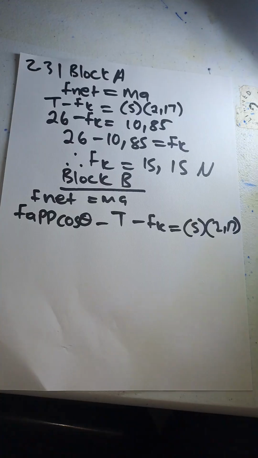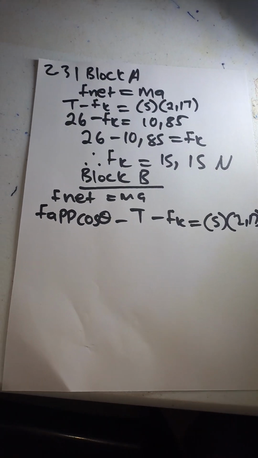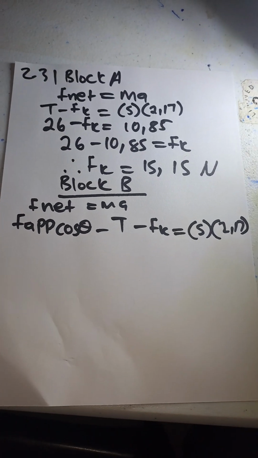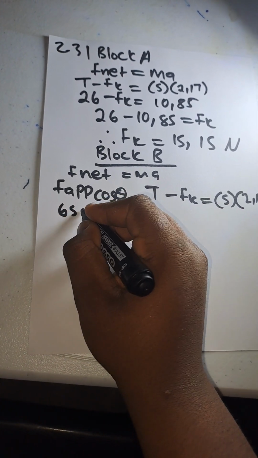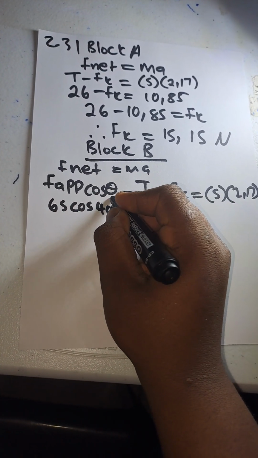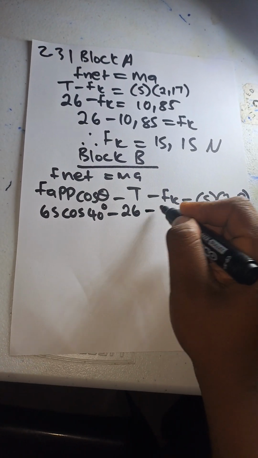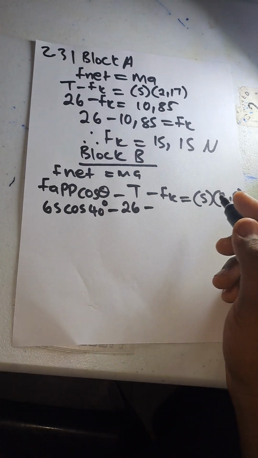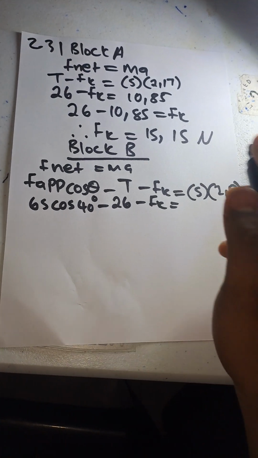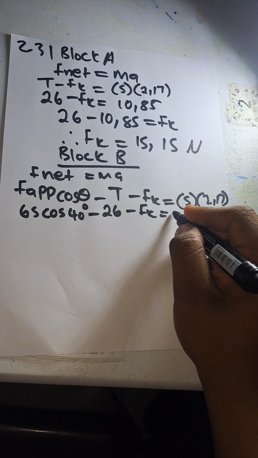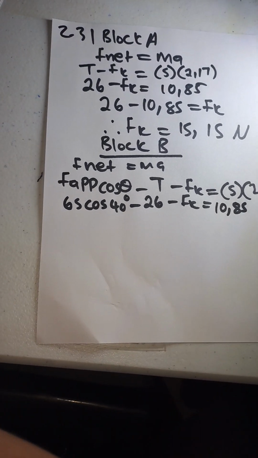So now I hope it is still fine, right? Because I have managed to tell you the directions and the forces that are acting there. So now let's substitute. What is my force applied? 65 cos 40 degrees minus the tension. So tension is the same for the two blocks, so still 26 minus Fk. What is my Fk? It is the one they want, right? It is equals to 5 times 2,17, and that answer is gonna be 10,85.